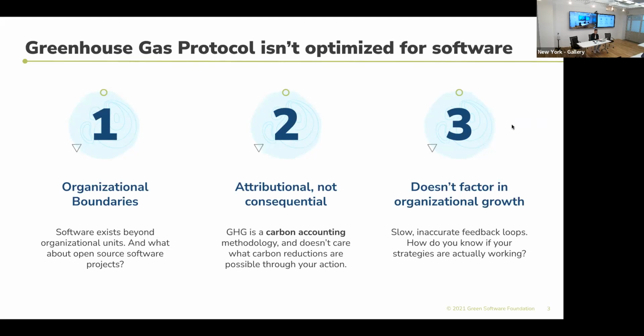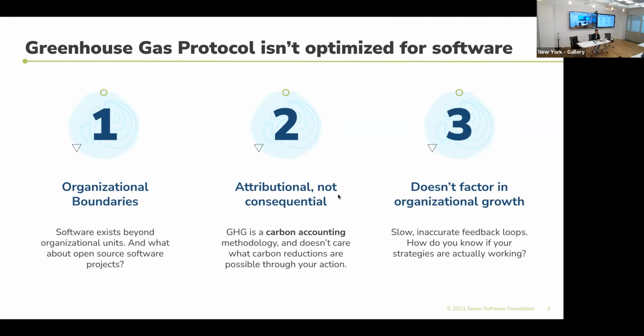And then lastly, GHG doesn't factor in organizational growth and feedback loops effectively, because it's often done on an annual basis, and then you have strategic plans to try and make changes to that. It's slow and there's a lack of a tight feedback loop. How do you know if your plans are actually working if you're only accounting on a 12-month basis, or maybe quarterly?